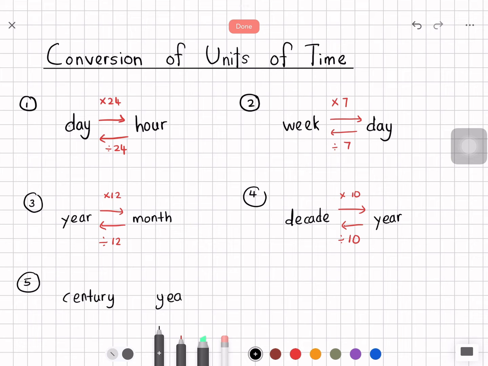The fifth one and the last one is century and year. In 1 century, we have 100 years. So when we want to convert century to year, we have to times 100, and year to century, we have to divide 100. Make sure students you all know how to do this conversion. It's very important, and make sure you memorize this conversion of units of time. Then only it will be easy to do addition and subtraction of time.